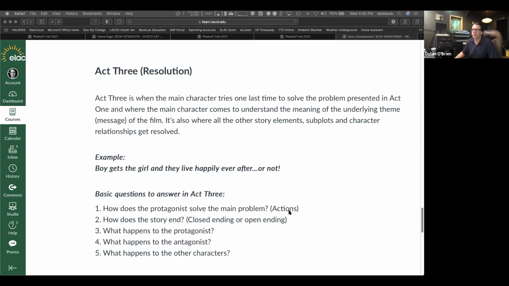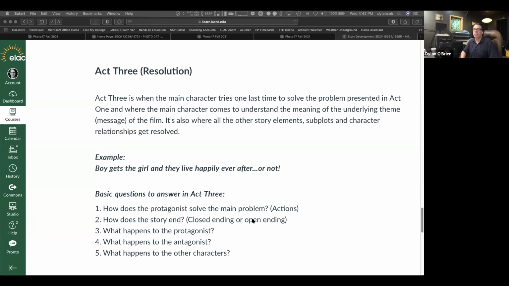Okay, so what do we want to ask in this? Well, how does the protagonist solve the main problem? What are the actions that solve it? How does the story end? Is it closed? Is this a bookend story where it just ends and there's no extension? There's no way to get past this ending? Or do we leave it open so that there's a sequel or another sequel and so forth, right?